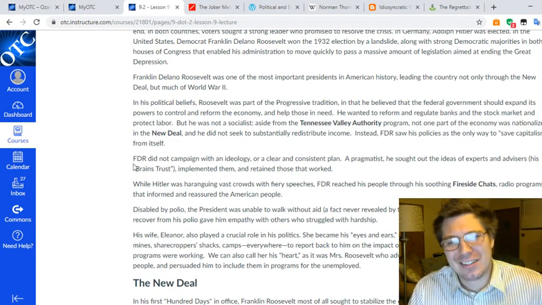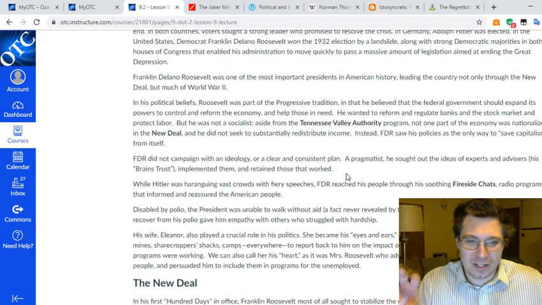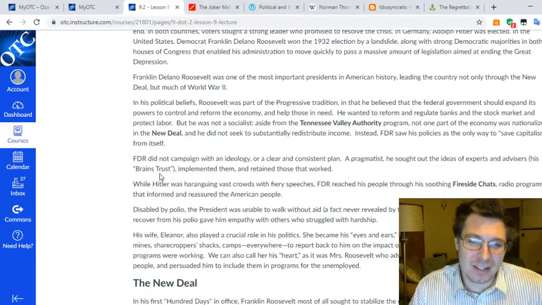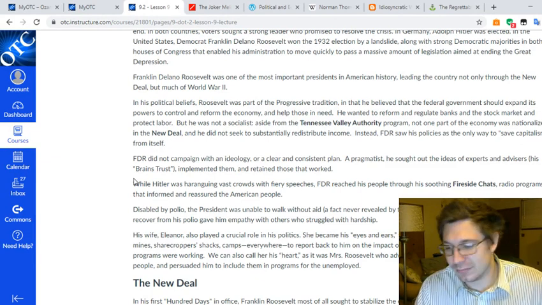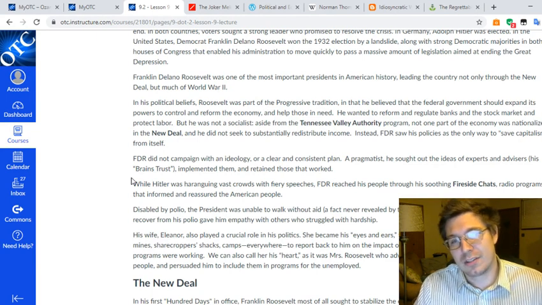FDR did not campaign really with an ideology or a clear and consistent plan. He was more of a pragmatist. He sought out the ideas of experts and advisors, his brains trust, and implemented them and retained those that seemed to work. So he kind of mixed and matched and was willing to try out a whole bunch of things to see what stuck.